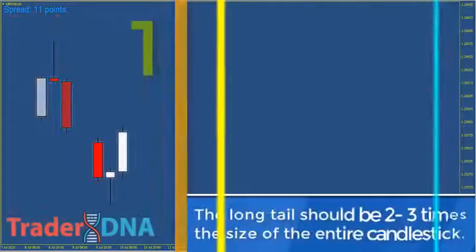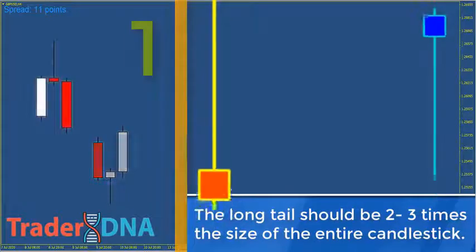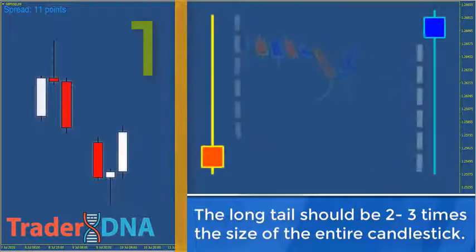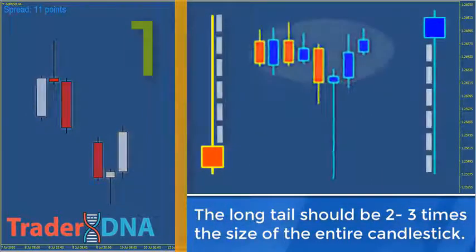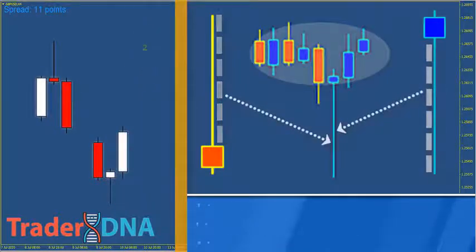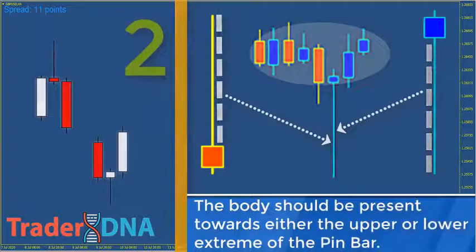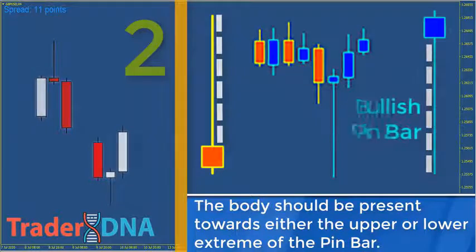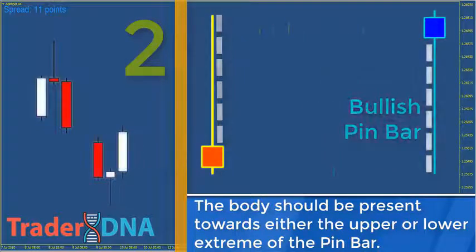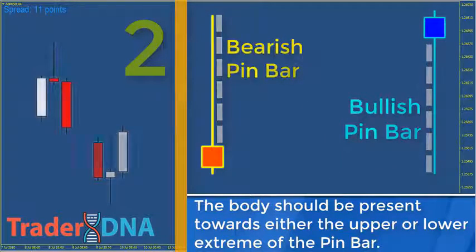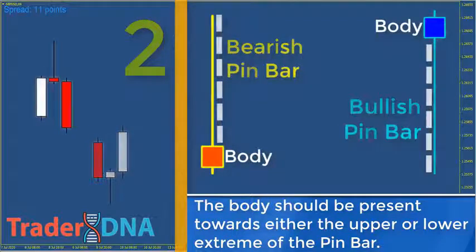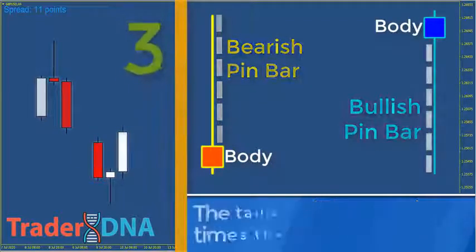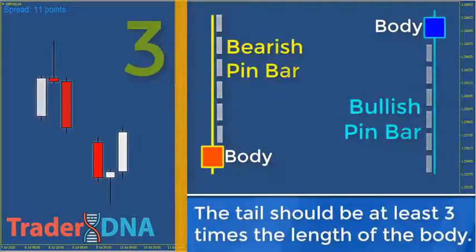First, a long tail that sticks out from the surrounding candlesticks. This should be at least 2 or 3 times the size of the entire candlestick. Second, the tail can either be below the body, in which case it's a bullish pin bar, or above the body, where it's a bearish pin bar. The body should be present towards either the upper or lower extreme of the pin bar. Third, the tail should be at least 3 times the length of the body.